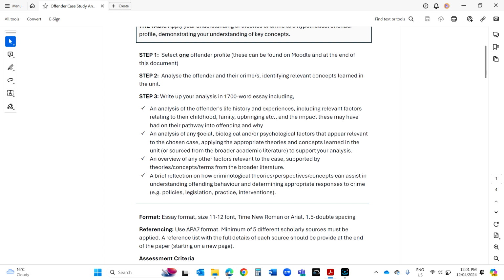And then looking at any social, biological, or psychological factors that appear relevant to your case study, applying those relevant theories and the concepts from those theories to your analysis. And then any other factors that stand out to you, and go and find some literature of your own on those. So using the CQU library database to do some research.